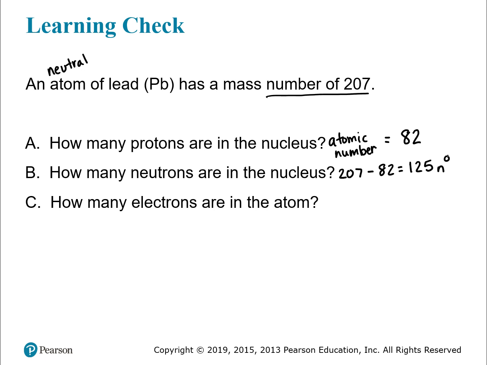How many electrons are in the atom? Well, we know that in a neutral atom, protons equals electrons. So the number of protons we have, same number of electrons. That means we have 82 electrons. Because our protons, that's the atomic number.